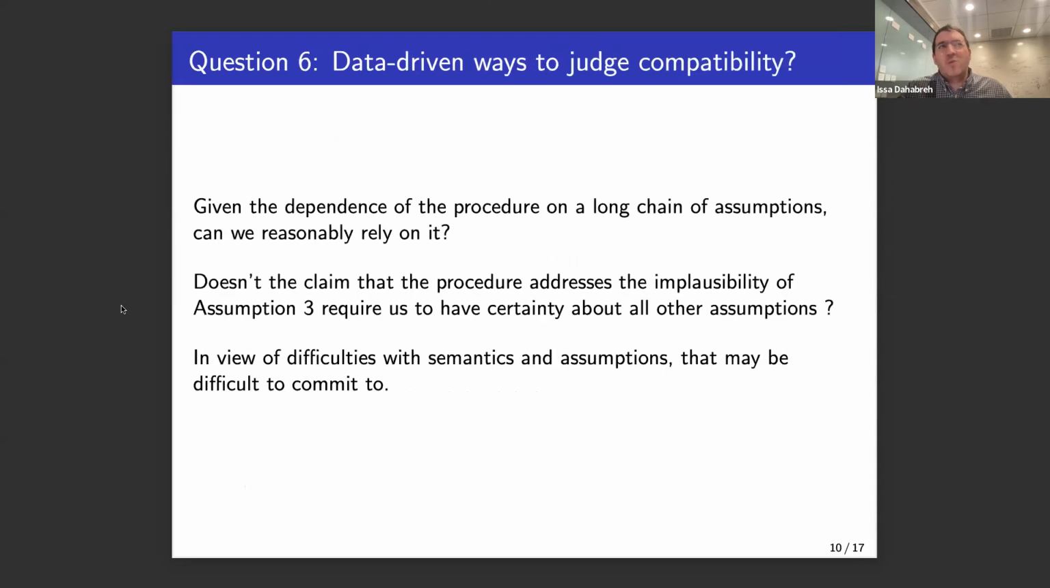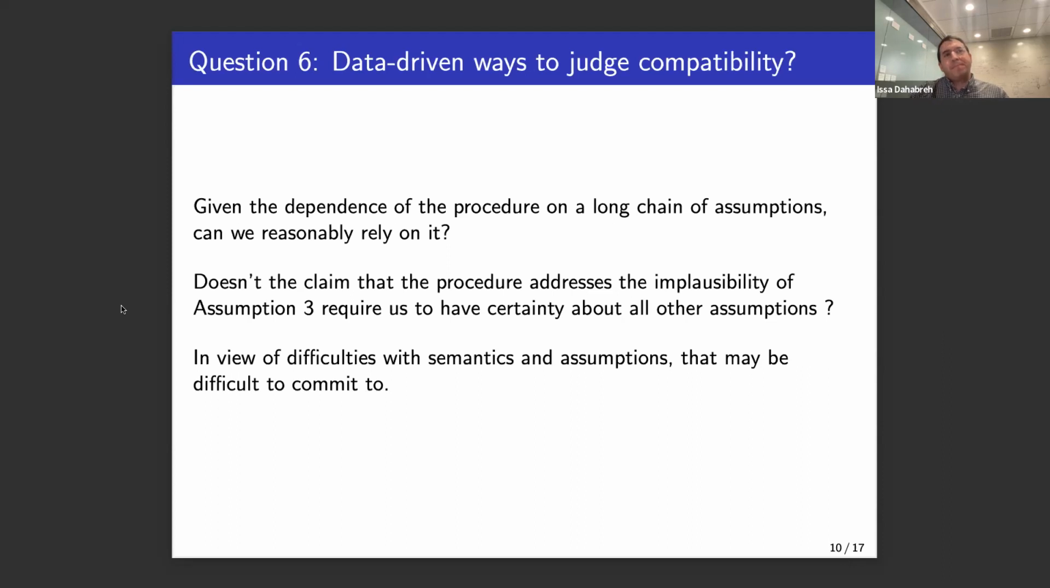Okay. Question number 6 is, it's a holy grail to use the data to decide if they are compatible. And so I think this is very valuable work here. And the adaptiveness of the procedure, I really like thinking about that. My question is, given the dependence of the procedure on a very long chain of assumptions, can we reasonably rely on it to determine combining or the weights by which we combine?